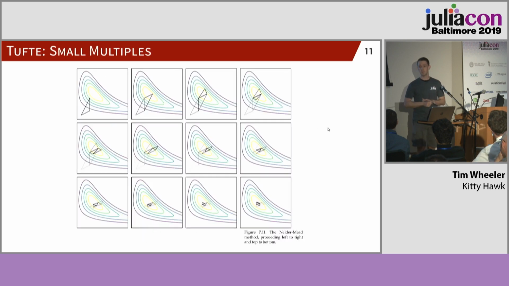Some other concepts from Tufte. Edward Tufte is known as the father of data visualization. One concept that he has is this concept of small multiples, which we use throughout the book, where if you're trying to show something evolve over time, you don't want to have different images. You want to have as similar of an image as possible over time so that you can easily pick out the differences. So we use techniques like this throughout the book in order to show, in this case, the evolution of Nelder-Mead on an optimization function.